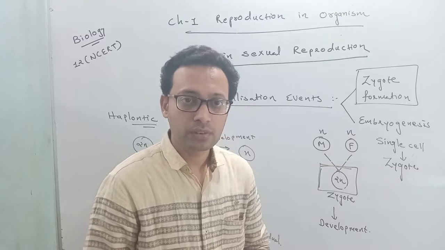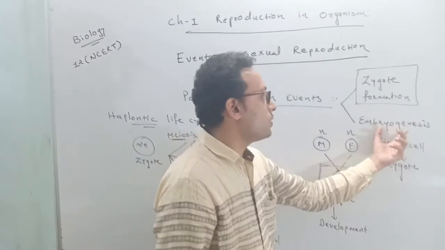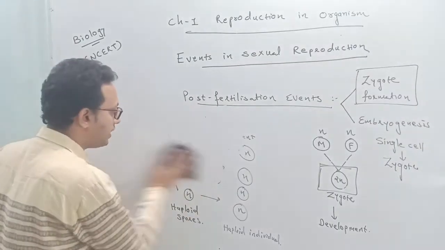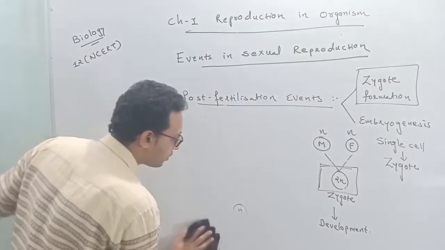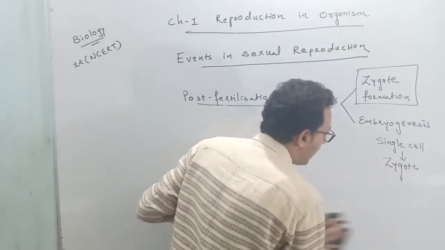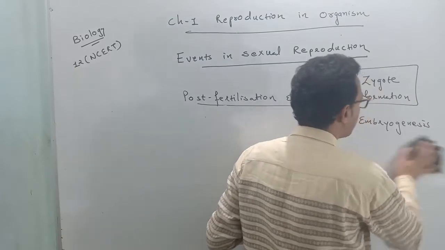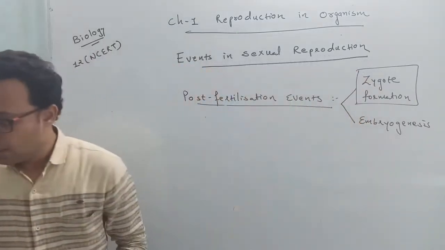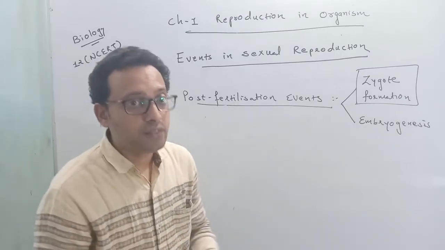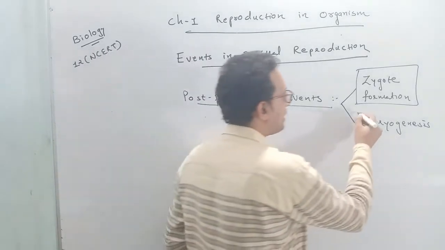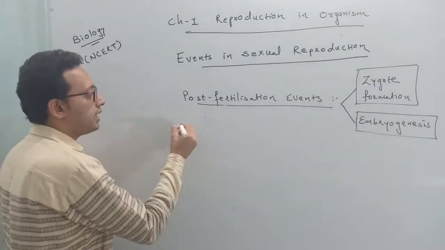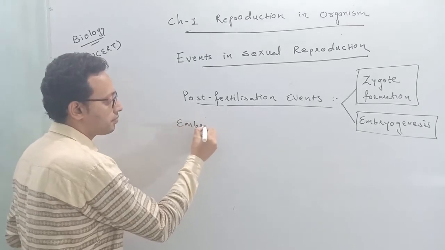Okay? Any doubt? Now let's start with the second event of post-fertilization. This is the first event of post-fertilization. After fertilization, zygote formation occurs, either outside the body of a parent or inside the body of a parent. Now once the zygote develops, it undergoes development and then the next process starts, and this process is called embryogenesis.